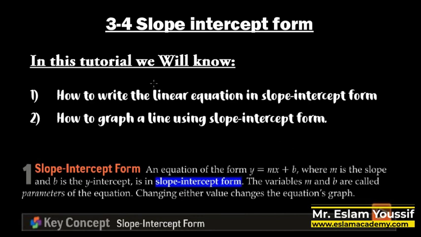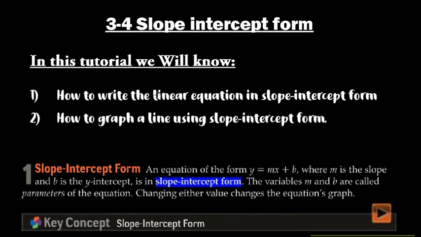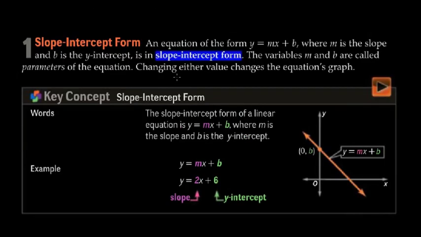In this tutorial, we'll learn how to write a linear equation in slope-intercept form and how to graph the line using slope-intercept form. What is the meaning of slope-intercept form? The slope-intercept form is represented as y equals mx plus b, where m is the slope and b is the y-intercept. So the equation y equals mx plus b is called the slope-intercept form.